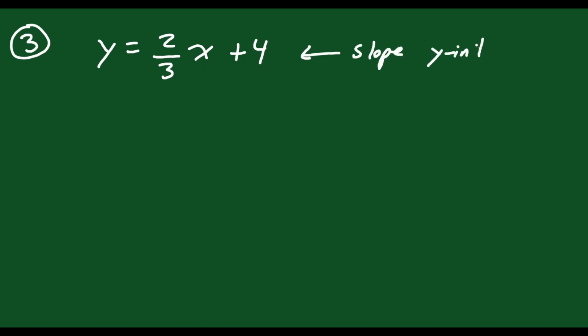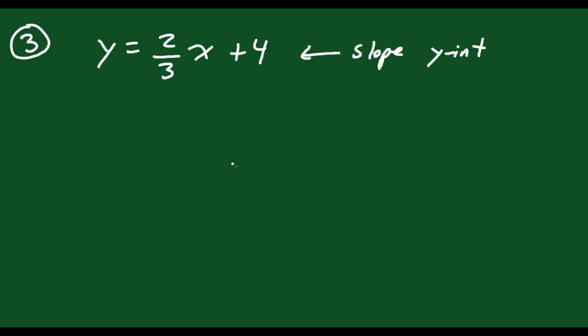Let's say I have y equals 2 over 3 x plus 4. So again, I'm in slope y-intercept form, right? It's important to acknowledge where you're starting. And now let's say I wanted to put this into point slope form.